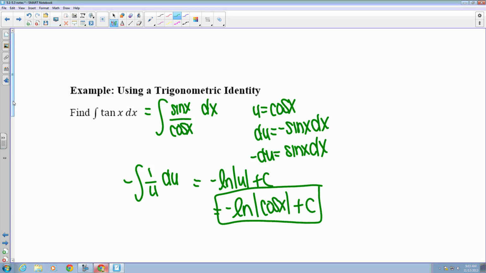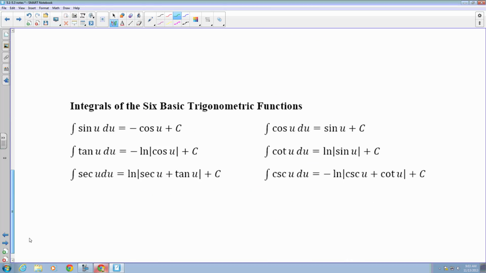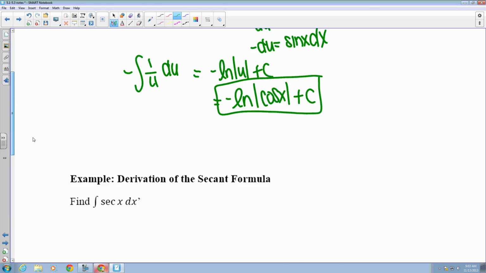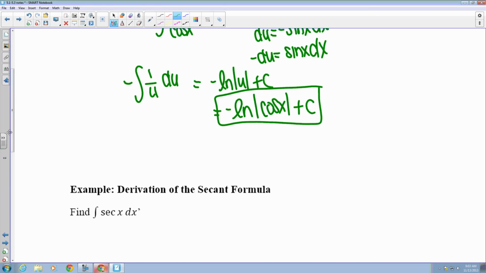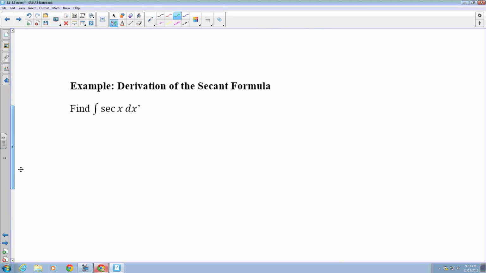So on the bottom here, we have all the 6 trig functions, but this is how we get them, and it's just kind of cool to see that. When we derive the secant formula, this is kind of a trick that you wouldn't think of, and you will never have to think of because you can just use the equation like I said, but we're going to show you just how we get there. We're going to multiply the whole thing by secant plus tangent because that's pretty much the same thing as multiplying by 1.